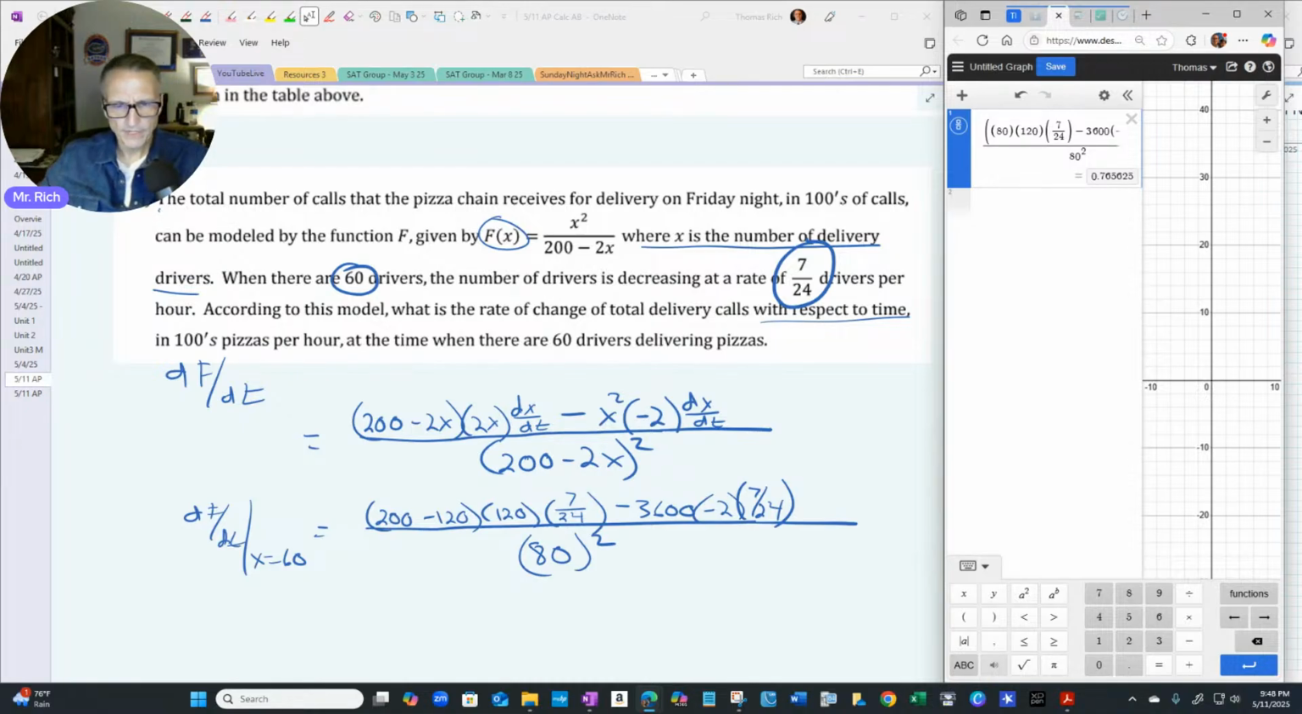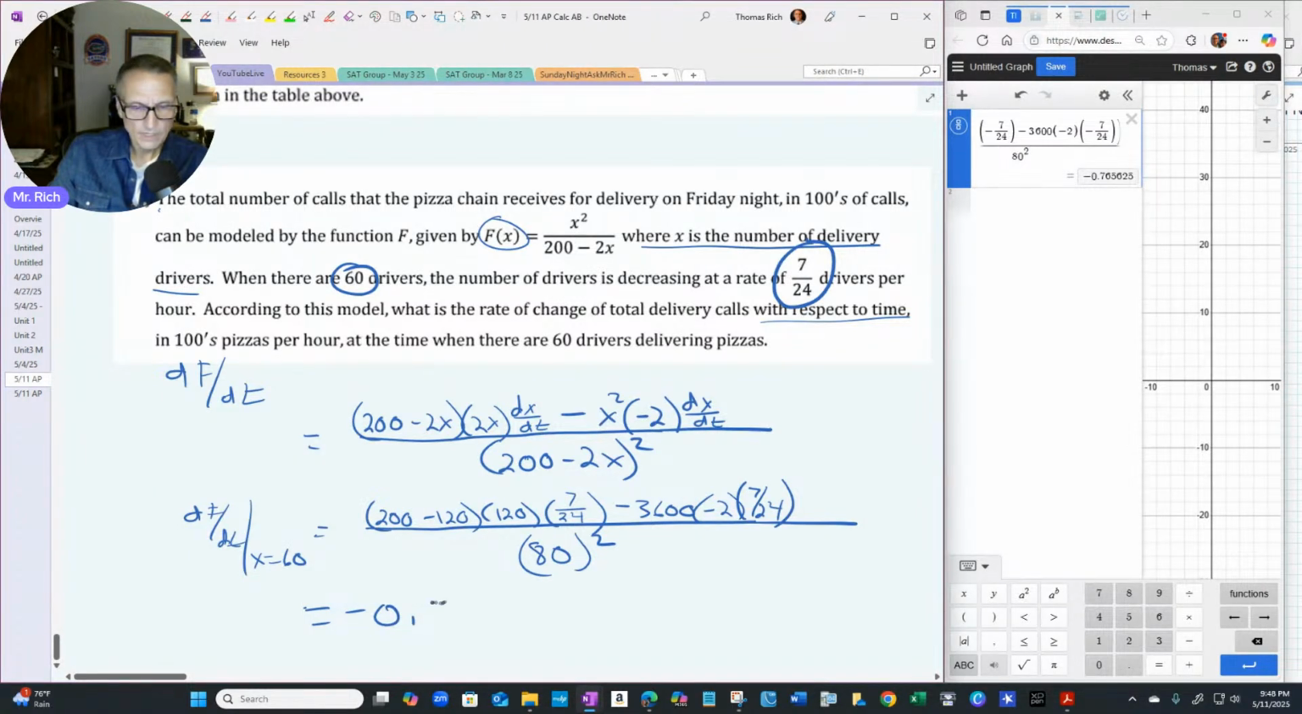Oh, okay, one of the things that we missed here, -7/24, right? Because the rate was a negative. I knew I was going to forget that. So that's a negative right there. Okay, so what that does is that changes it then to nets out to be a negative 0.766.